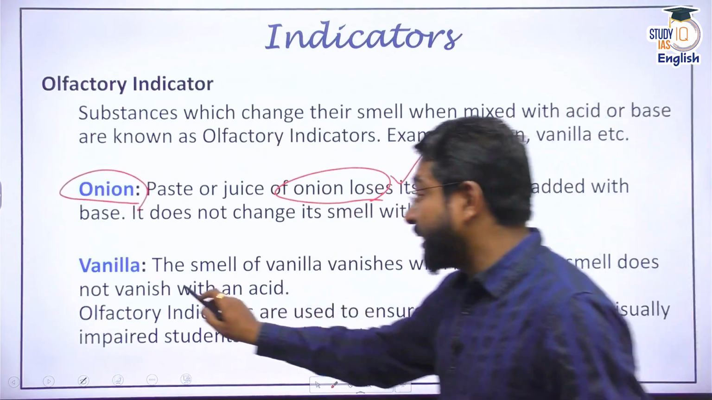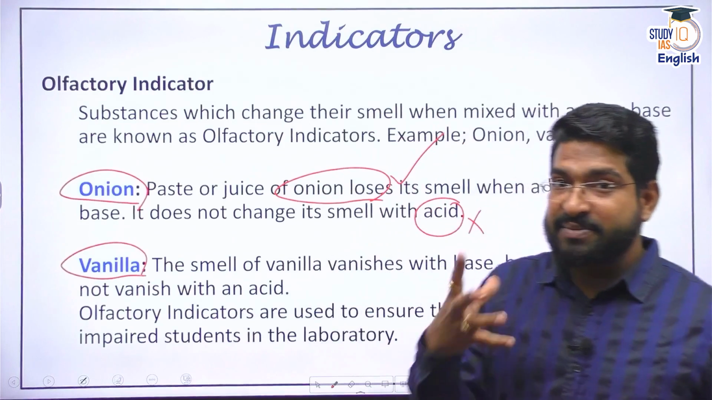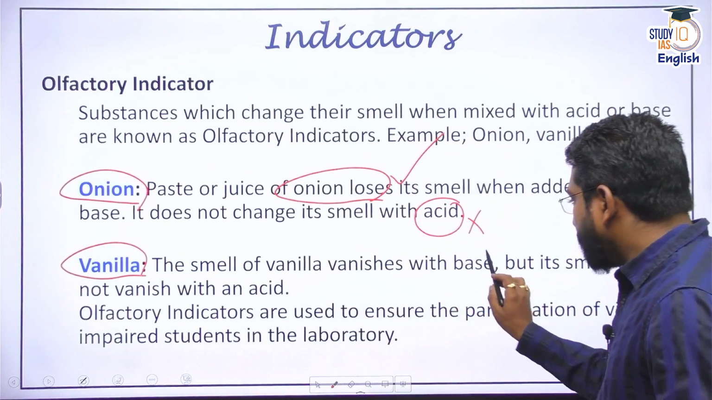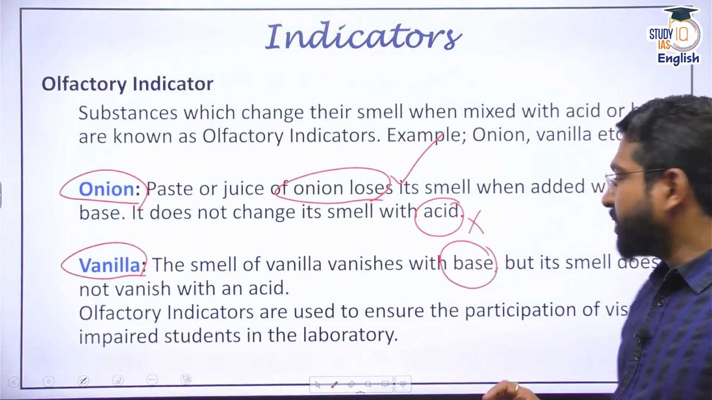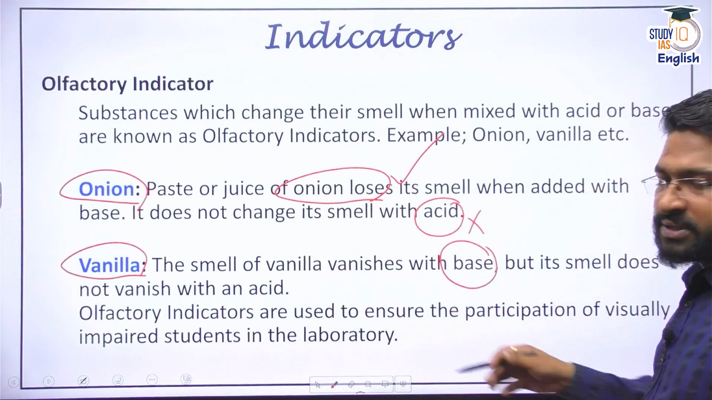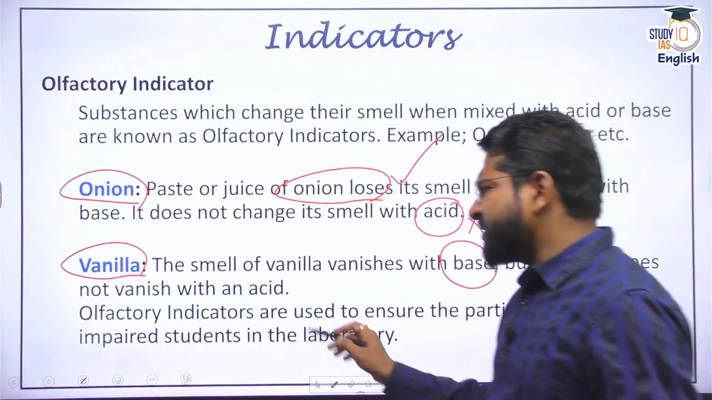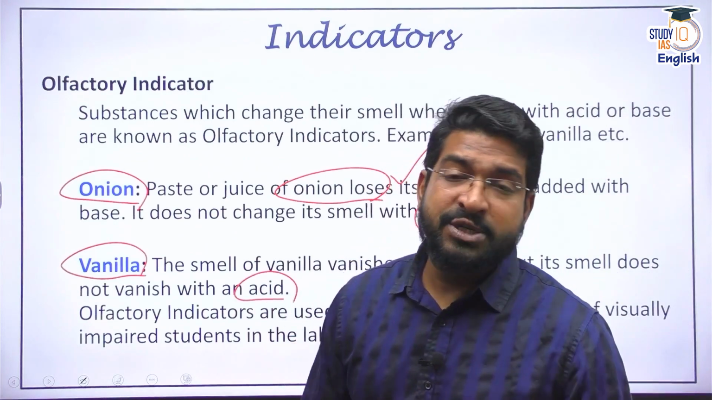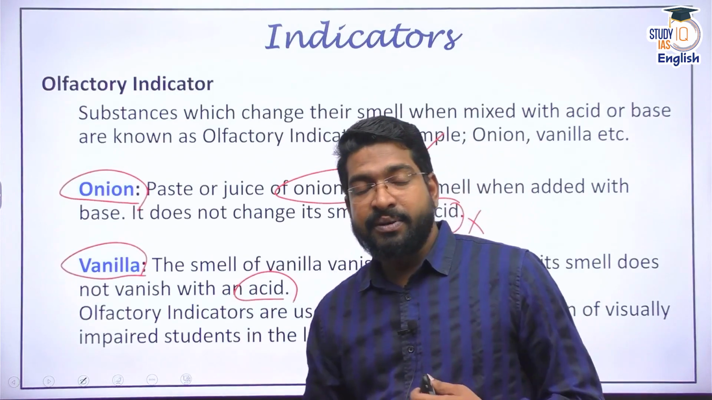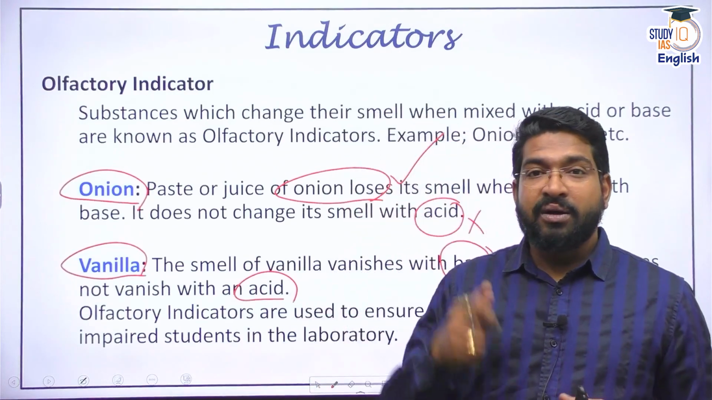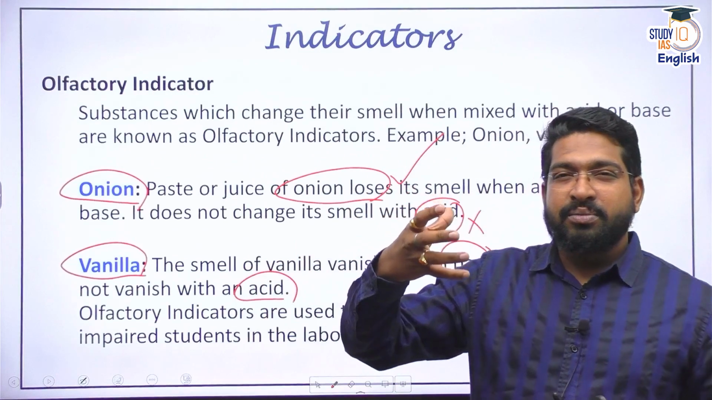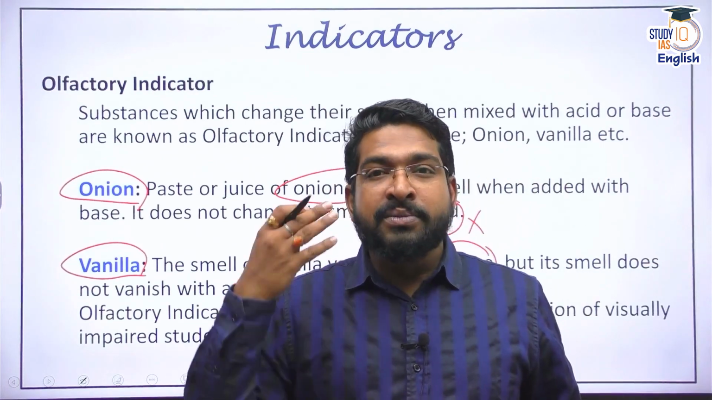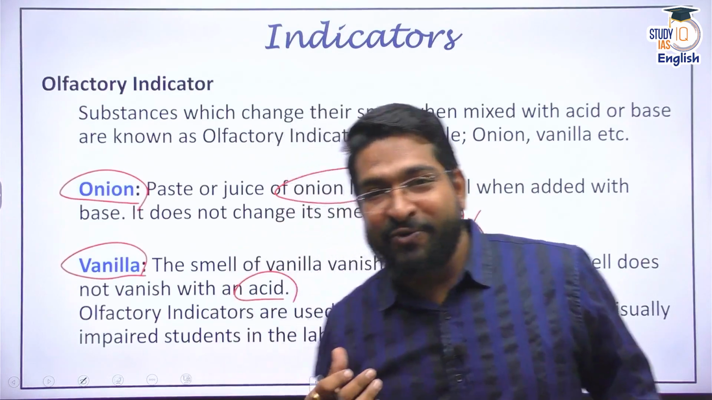Same thing happens with vanilla. You know vanilla smell, vanilla ice cream, the vanilla essence. The smell of vanilla completely vanishes when you add a base. But it smells like vanilla itself if it is added with acid. As I told you, olfactory indicators are very important, especially for disabled people. They can just smell it and sense it. Olfactory means where you can identify using smell, your olfactory senses.